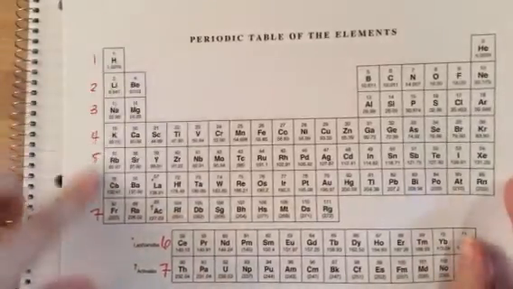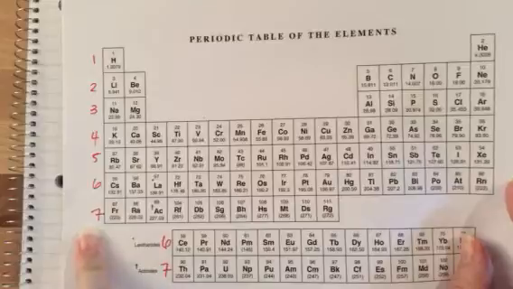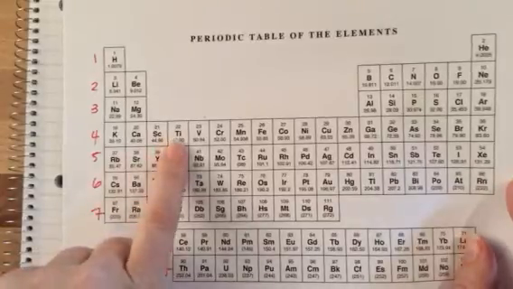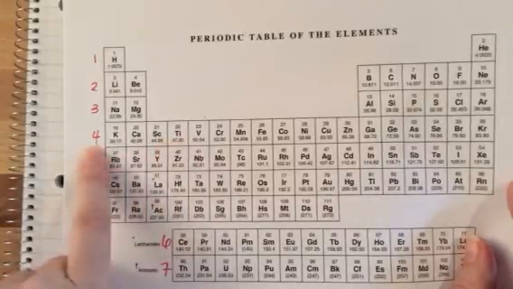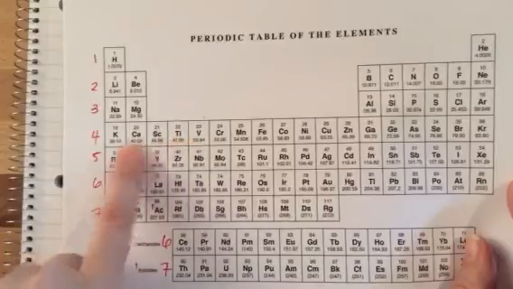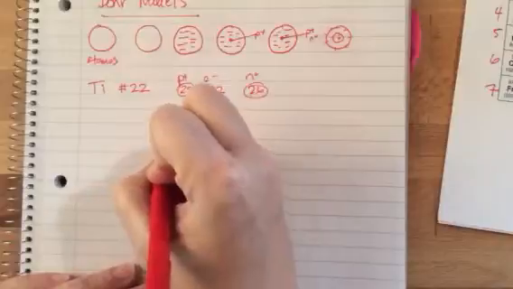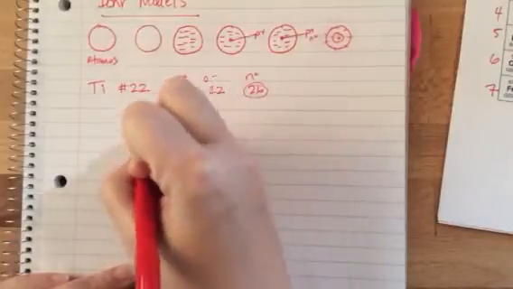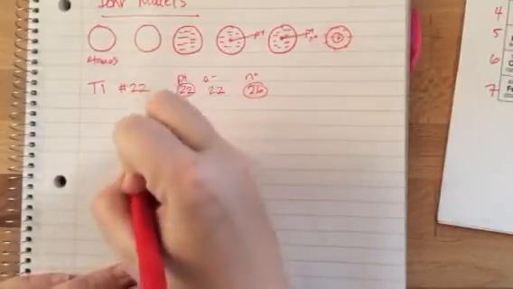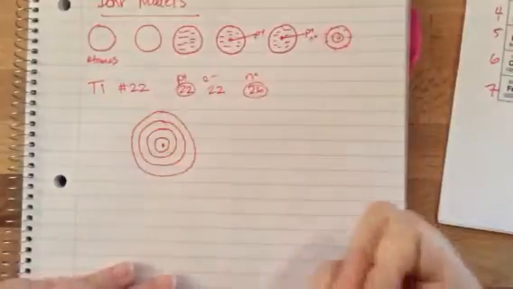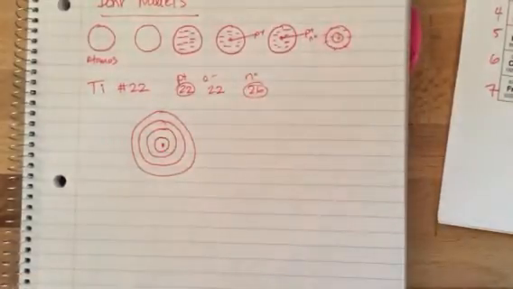So if you're wanting to draw the number of energy levels, you're going to find your element on the periodic table, which is here, sorry, and it's in period number 4. That means that we're going to draw 4 rings surrounding the nucleus. It'll have 4 energy levels.